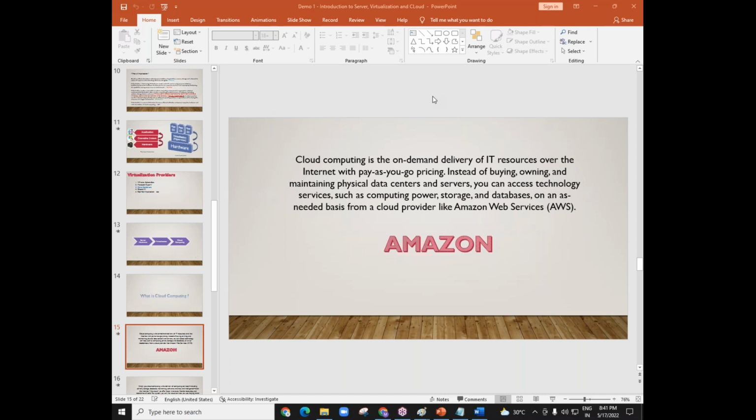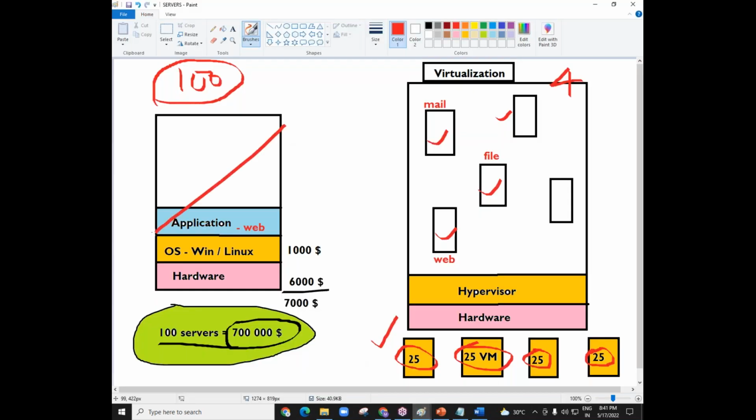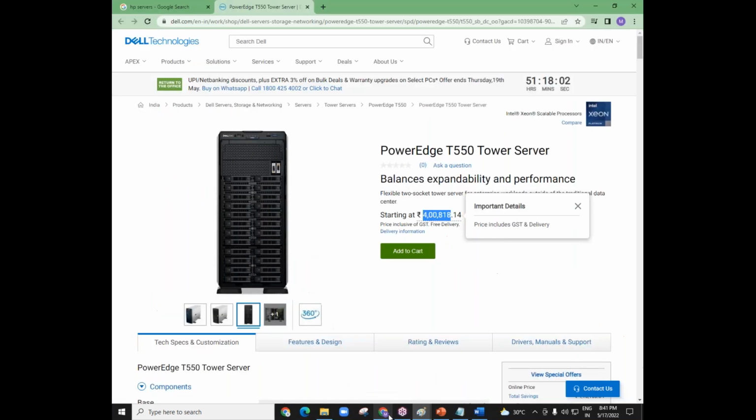You know what these companies are saying? They are saying, listen, why are you taking 100 servers? No need to take 100 servers. And why are you even taking 4 servers? No need to maintain those 4 servers in your location. What we will do here is we will maintain each and everything for you.